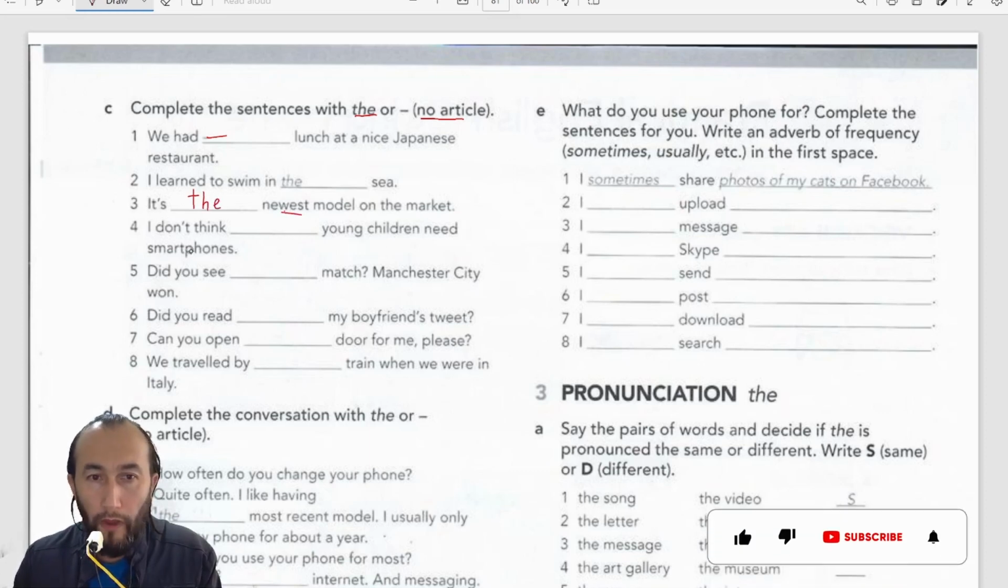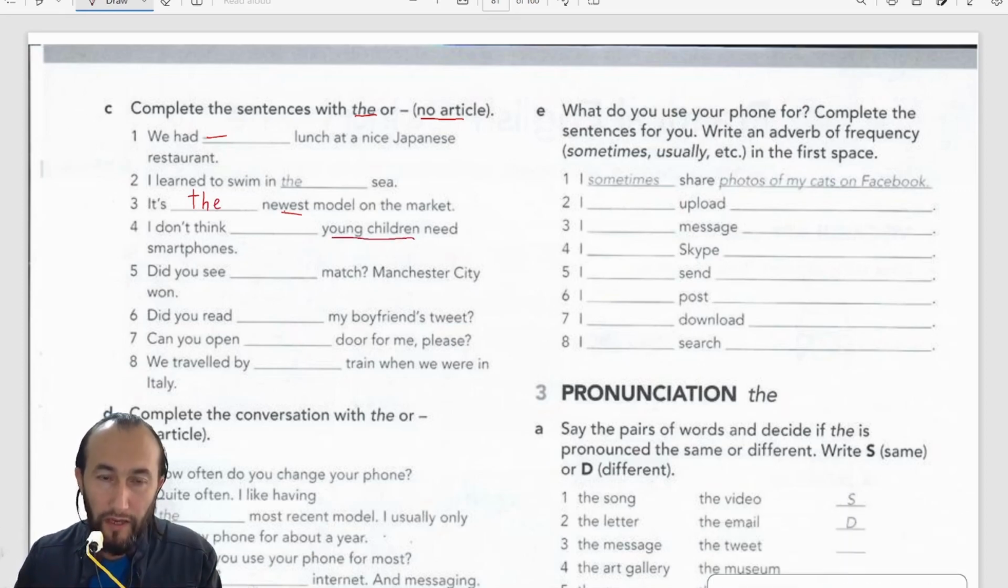Number four, I don't think young children need smartphones. So here, young children, that's general information. When you talk about children in general, you are not specifying, like, the children of my country or the children of my town. We are not specifying. We are talking about children generally. So when we do that, general information, we're not going to use "the" with it. We're just going to use no article here, right? I don't think young children need smartphones.